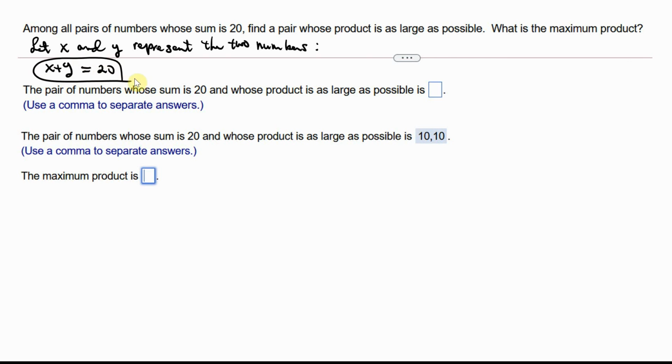It says whose product is as large as possible. Whose product is as large as possible. How do I get the product of x and y? How do I express that mathematically? Product means what?